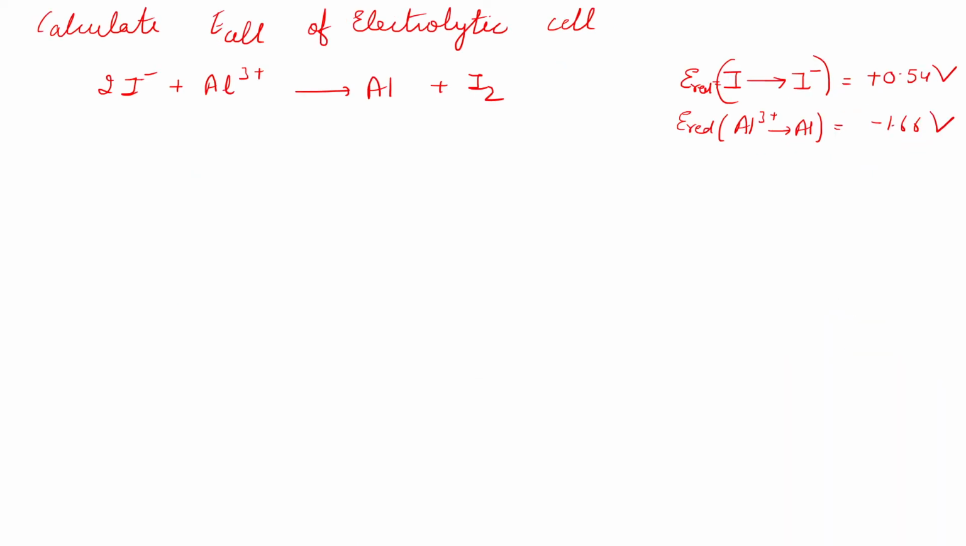Do one more question. Calculate the cell potential for the electrolytic cell. The E reduction values for the half cell reactions are given.